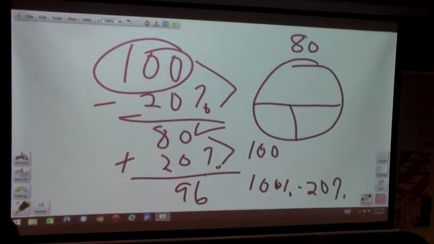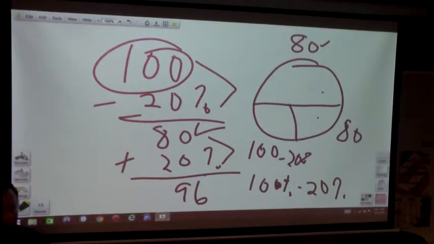Let's look at this again. So 100 minus 20% is 80, right? Now, what is 80? 80 is 100 minus 20%. So, 80 divided by 80%. Does that get us back to 100? Try and see. Is that cool?